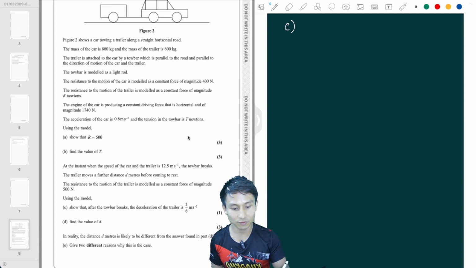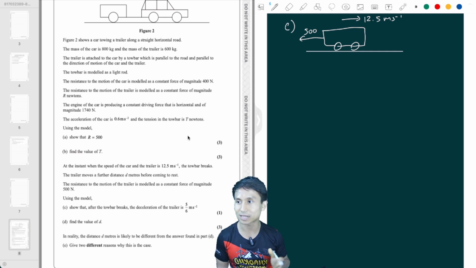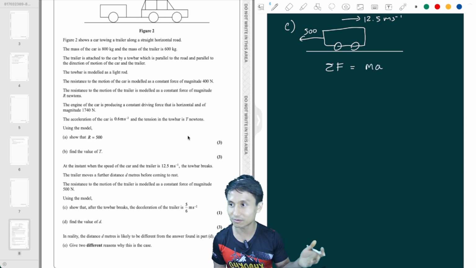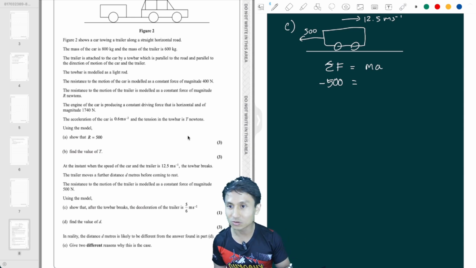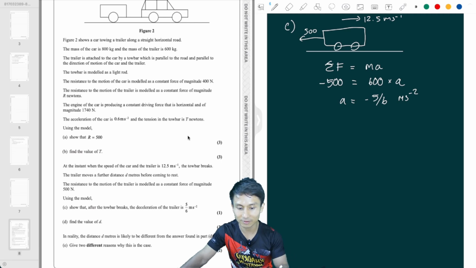So you still have that resistive force on the trailer being 500, right? But the motion is still going at 12.5 meters per second there. You don't have any other forces acting on it, and it has no engine of its own, so it can't have any forward driving force. That means sigma F equals ma again, and sigma F can only be minus 500 because it's working against the motion. So that's the decelerating force, equals m, which is the same again, 600, times a. So a here, just doing the numbers, we get negative 5/6 meters per second squared. That implies that it is decelerating, of course. So that's it for C.